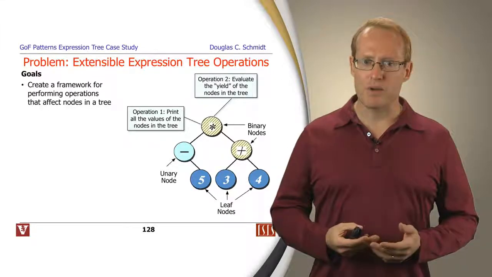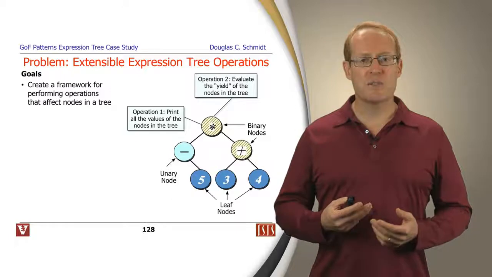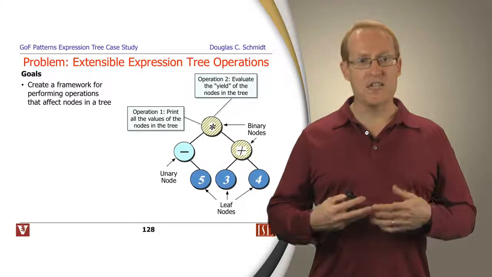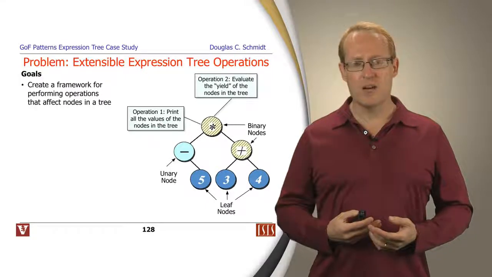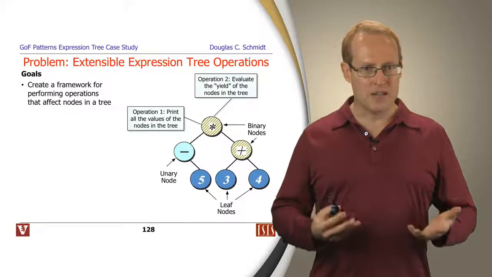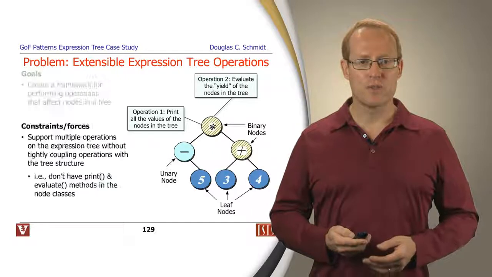Another set of things we might want to be able to do, another type of operation, is to be able to evaluate the tree to get its yield or its result, its value. So for example, the tree we see here would give the value of minus 35. That's the yield of the tree.